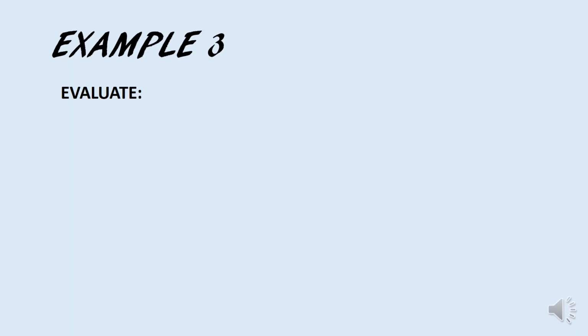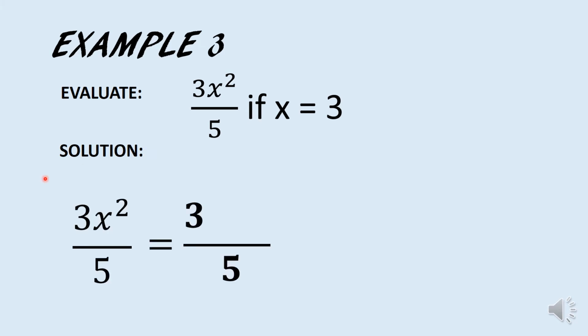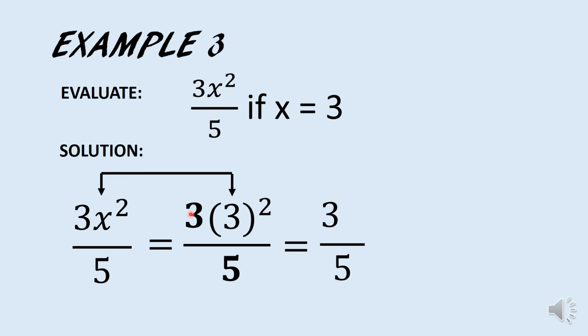Okay, example number 3. Evaluate 3x squared over by 5 if x is equal to 3. So here is our solution. So first, again, just copy 3 and 5 and then plug in the given values of x, which is 3. So dito magiging quantity 3 squared. Okay, so next is to simplify first, no? Just copy again. Wag natin i-direct na 3 times 3. So ang simplify muna natin is yung part na meron siyang exponent, which is yung quantity 3 squared.